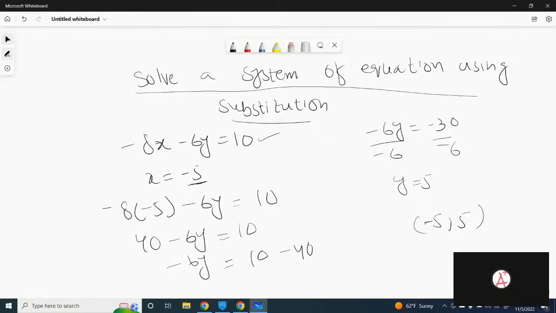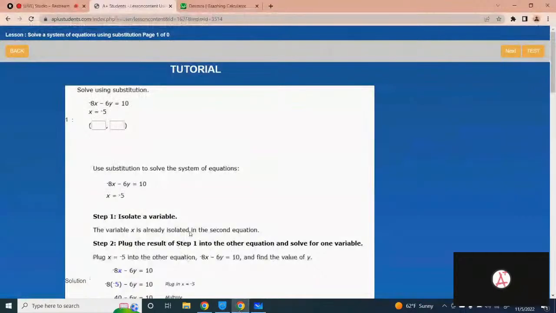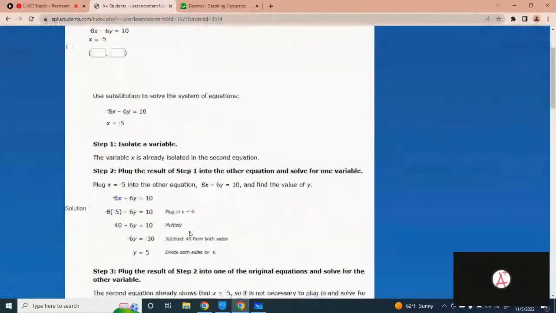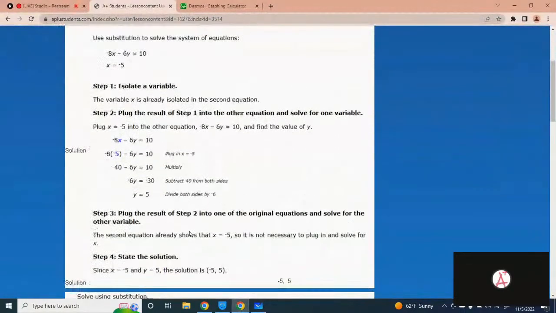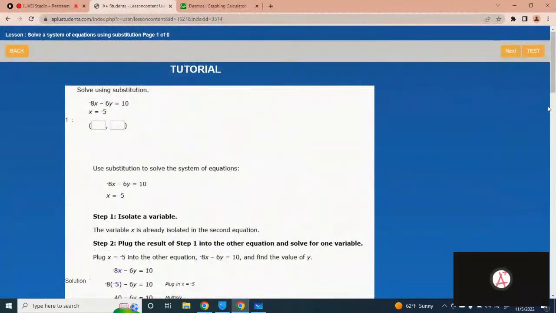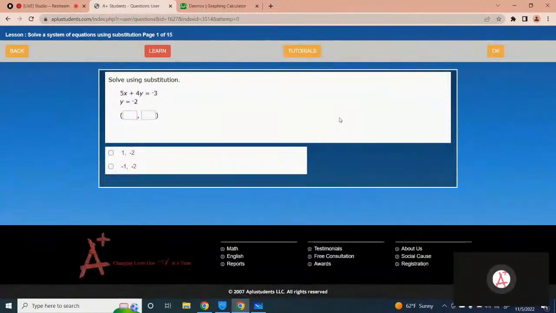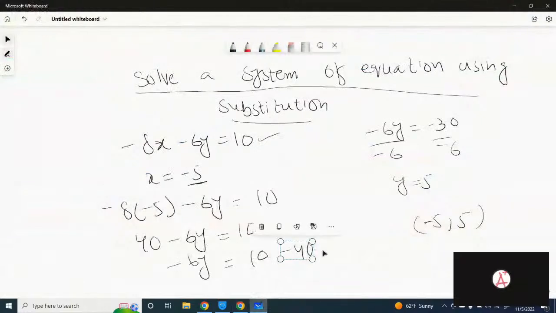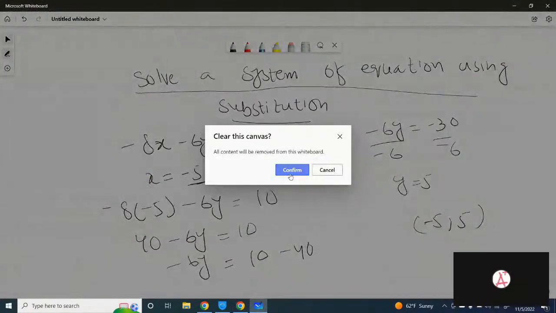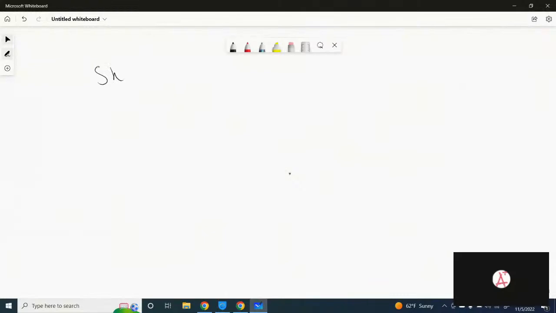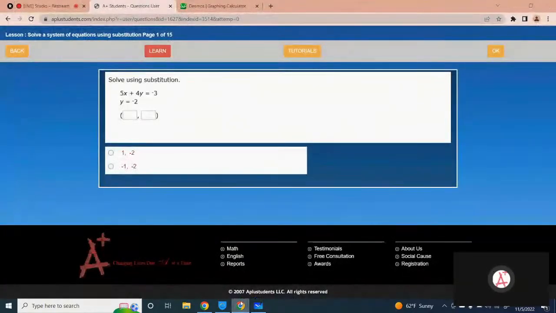Okay, let's start with the next example. Let's start with the test. Okay, the first equation is 5x plus 4y equals negative 3.